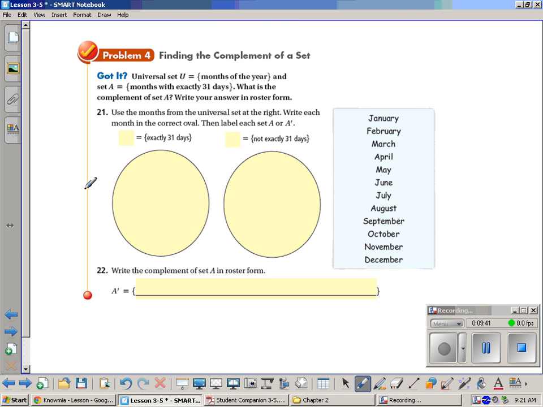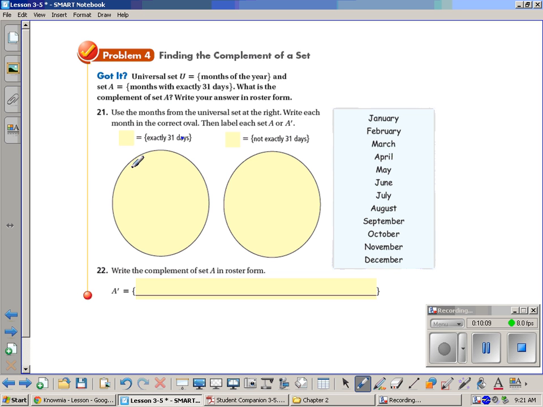The last thing we're going to talk about is working with the complement of a set. And as we defined earlier, a complement of a set is everything that is not in the set we're describing. So we're going to start with the months of the year, and this is going to be considered the universal set, or the set that we're going to pull information from. And we're going to first start with all the months that are exactly 31 days.